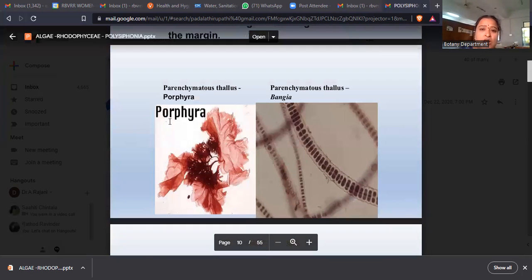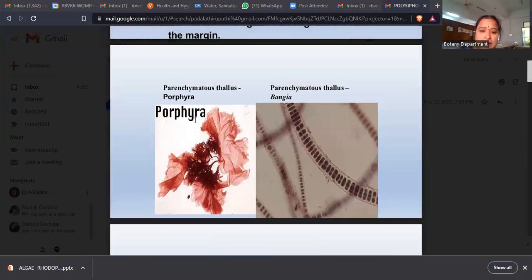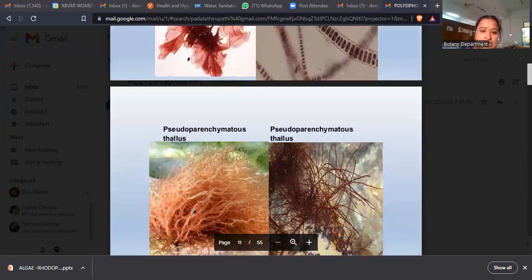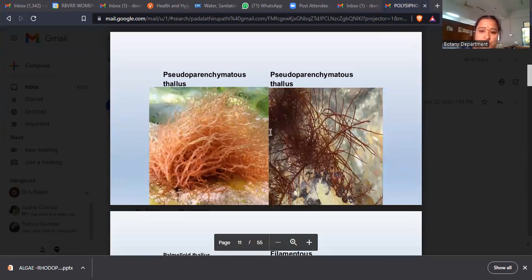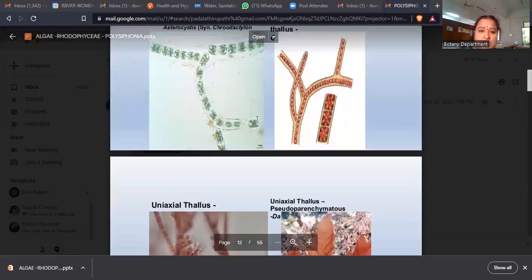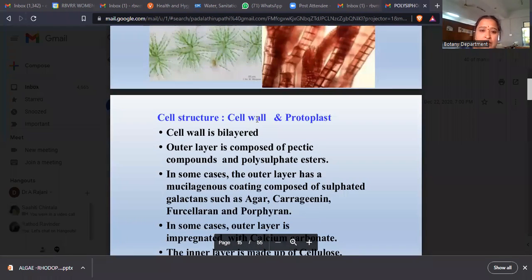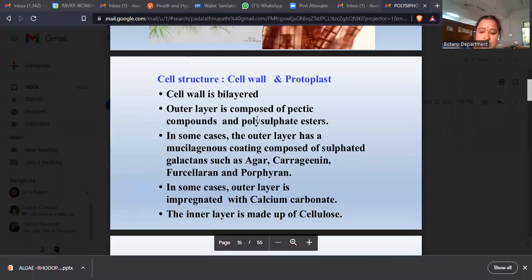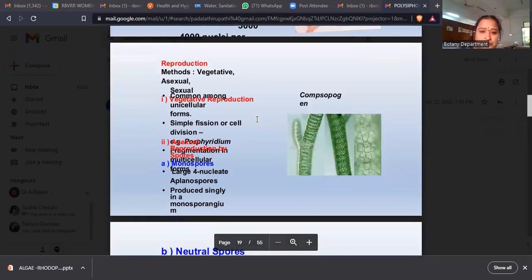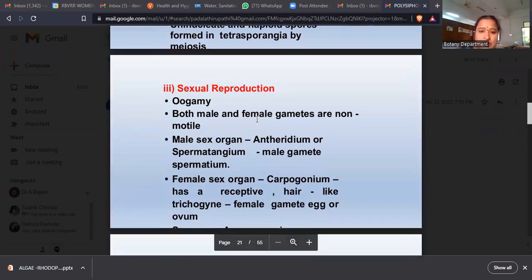See, these are the total pictures for the Rhodophyceae members. Porphyra and Bangia show a parenchymatous thallus. This is the pseudoparenchymatous thallus. Both are shown here, and these are the filamentous thalli, uniaxial and multi-axial filamentous. Coming to the next part.